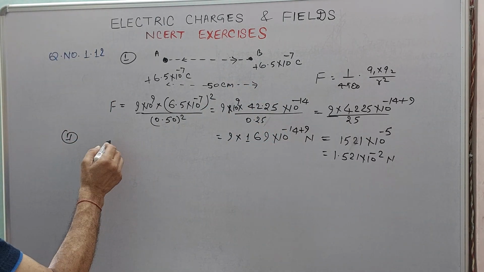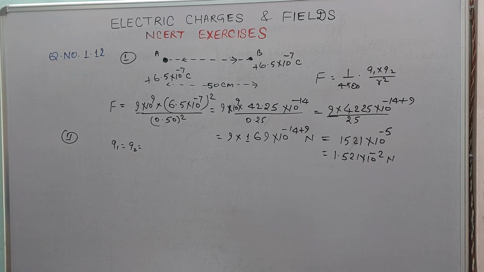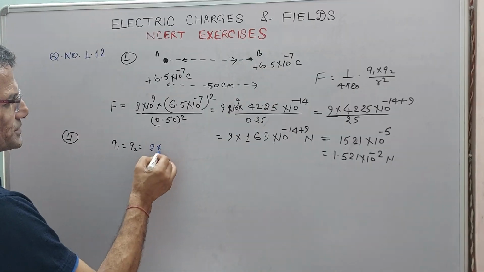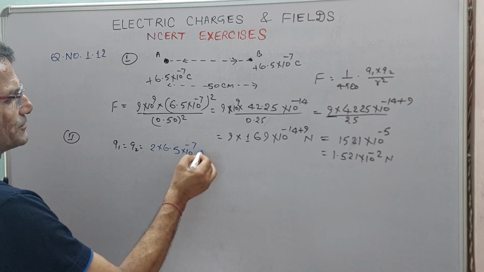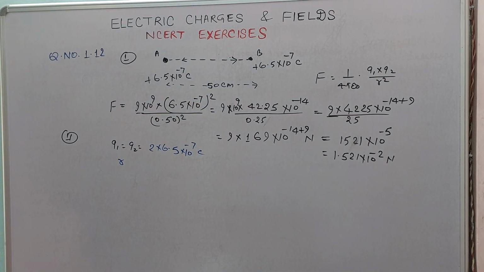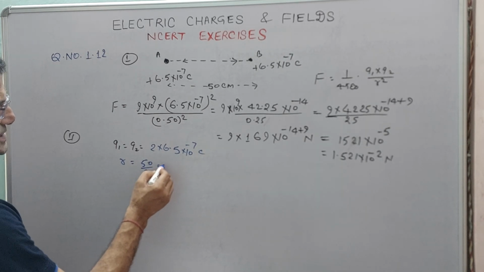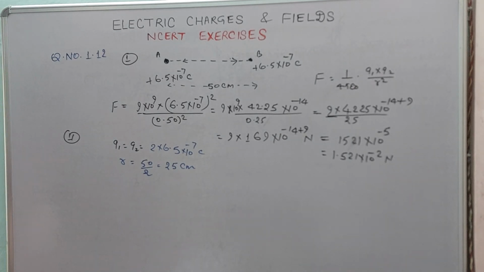Now the charges on each sphere, Q1 and Q2, will be twice of this one, 2 into 6.5, 10 raised to the power minus 7 coulomb, and the distance earlier is 50 centimeter. We have to halve this. Half of this means 50 divided by 2, 25 centimeter, the distance between them. So now what will be the repulsive force between them?